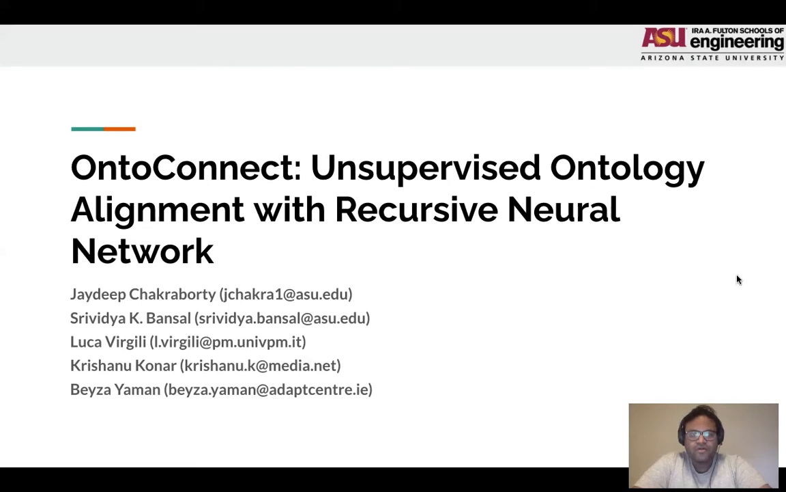Today I am going to discuss our tool OntoConnect, which uses an unsupervised ontology alignment approach with a recursive neural network.